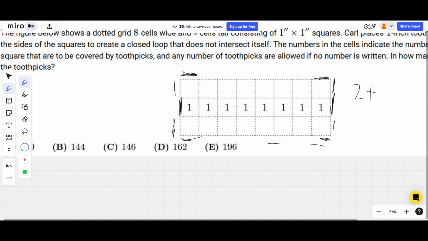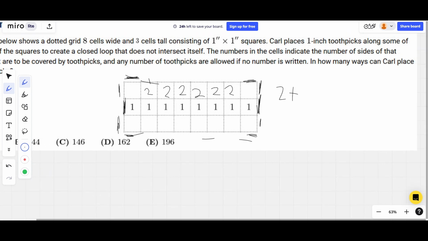For each of these squares, notice how I can either go here and continue on, or I can just move up and avoid it completely. So I have two possible situations for this cell, because I can either just go on, or I can move down, and then 2 for this one, 2 for this one, 2 for this one, 2 for this one, and 2 for this one. And so that gives us a total of 2 to the power of 6 ways if we have toothpicks here and here.